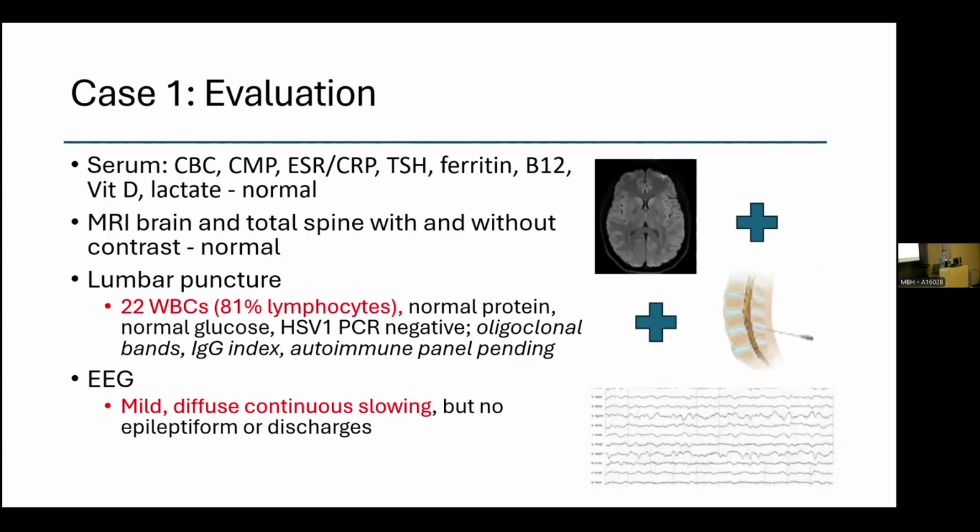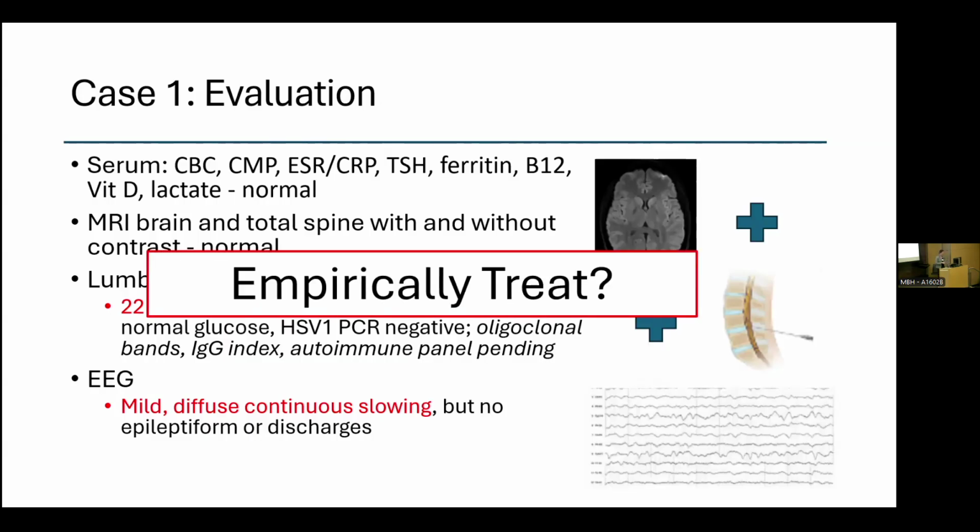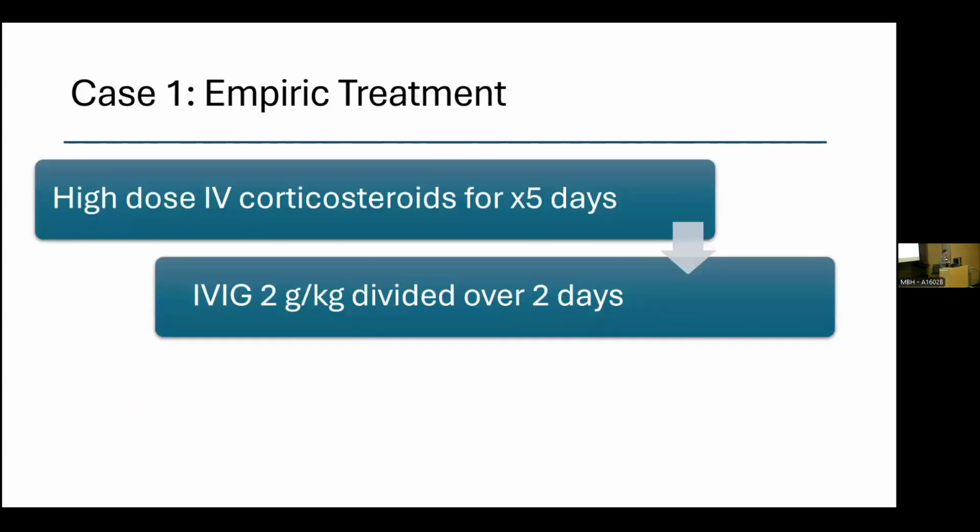So with this additional workup, we were more worried about a potential autoimmune inflammatory process. We were worried to the point where, even without a definite diagnosis, given the positive LP, the abnormal EEG, his altered mental status and new movement disorder, in the absence of any strong infectious risk factors like concerns for acute meningitis, we did want to go forward with empiric treatment.